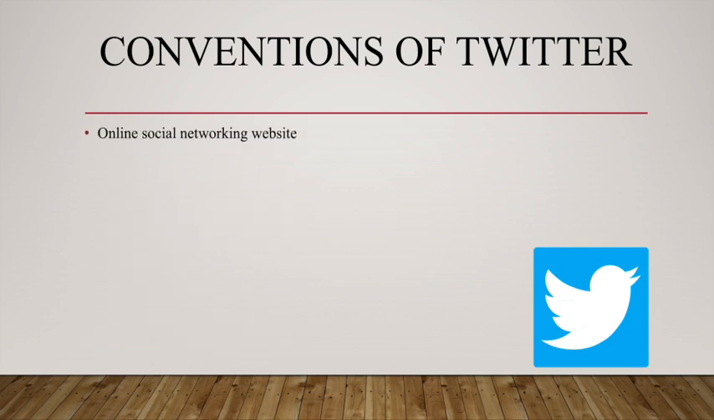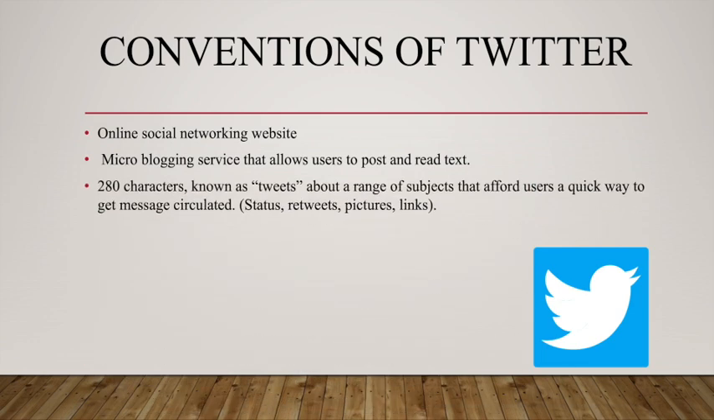Twitter is an online social networking website. It's a microblogging service. It allows users to post and read text, 280 characters, known as tweets, about a range of subjects that afford users a quick way to get messages circulated. We call those statuses or retweets, pictures, links, right? So we've got this idea of what a tweet is, that 280 characters, which has grown over the years. It did not start out at 280, but it currently is 280.